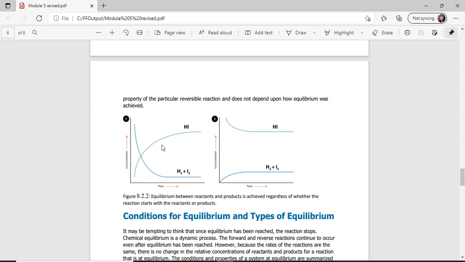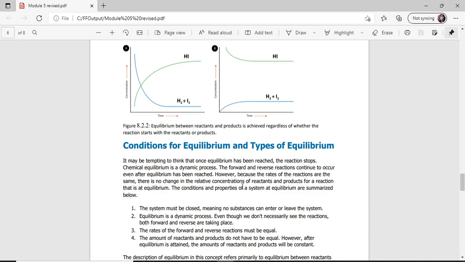You have here HI on top and H2. Then the level of their concentration would be the same. So there will be an equilibrium constant.